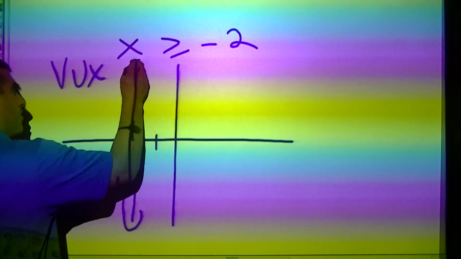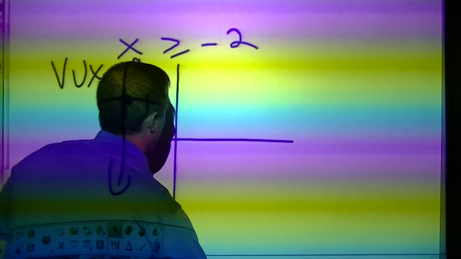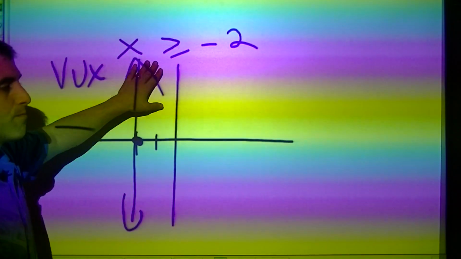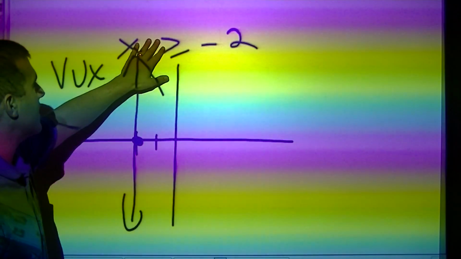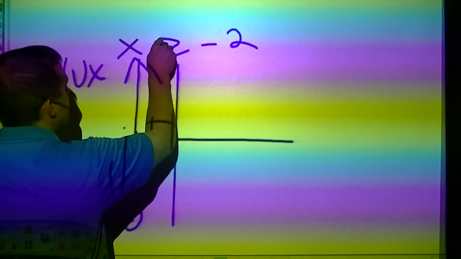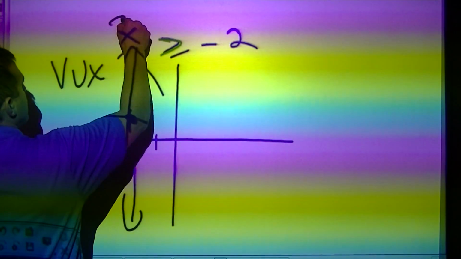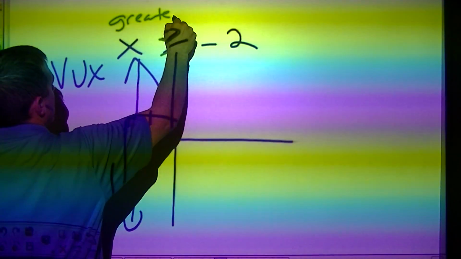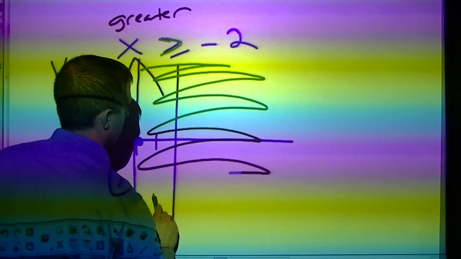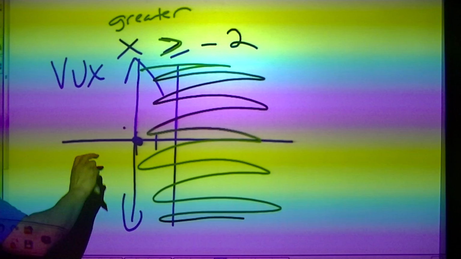So it's going to be a vertical line. Now, here's the deal. You don't see an above or below here because it is an x. You have a left and right. So if it's x greater than, that's on this side. Greater than is on this side.